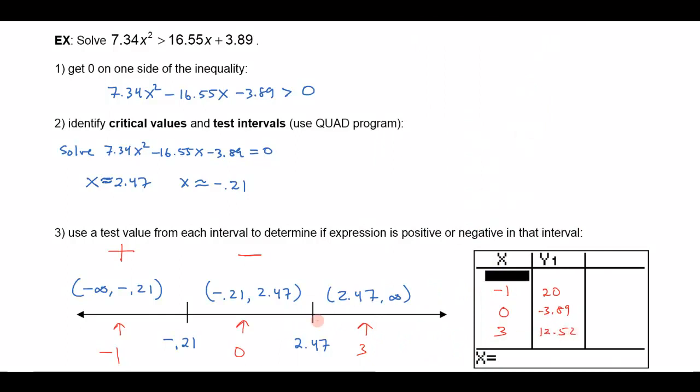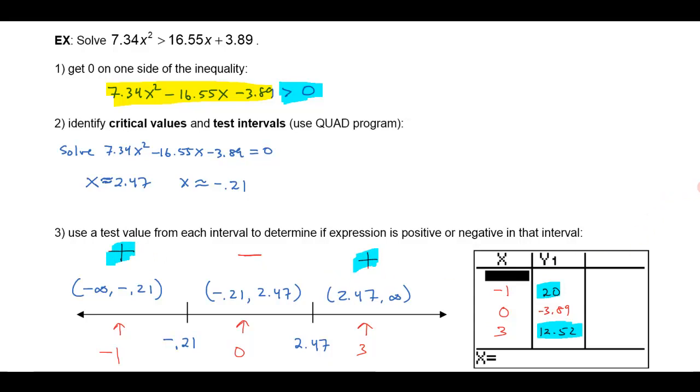And again, all I really care about is that it's positive, because I'm plugging them into this expression right here, and I want to know where that expression is greater than 0. Greater than 0 means something like 20 or 12.52, or in particular just something that's positive.